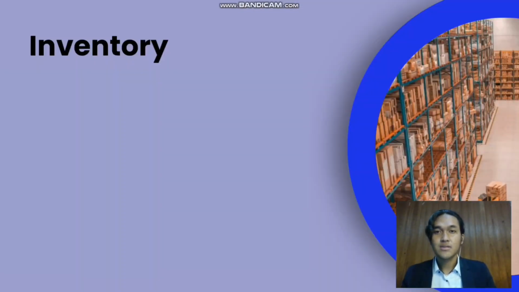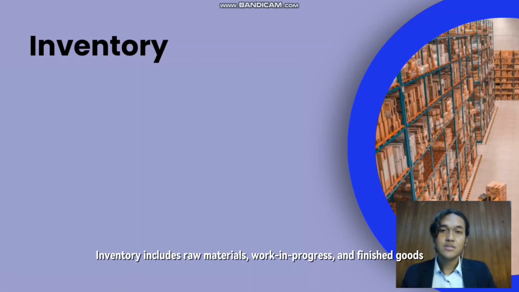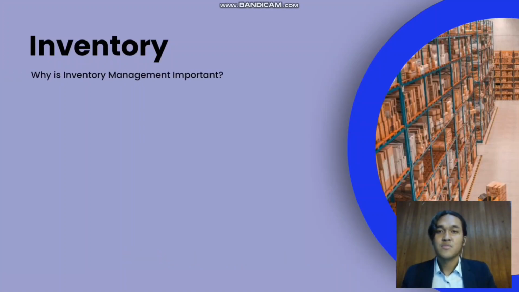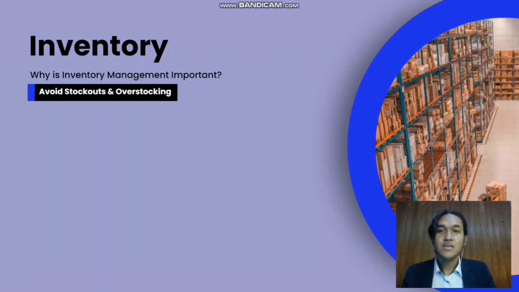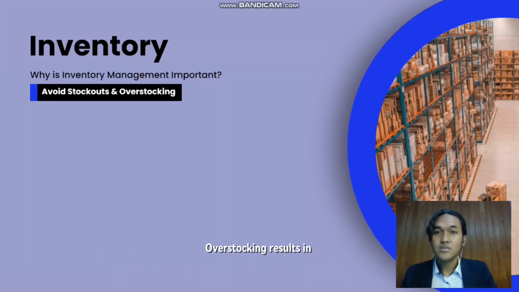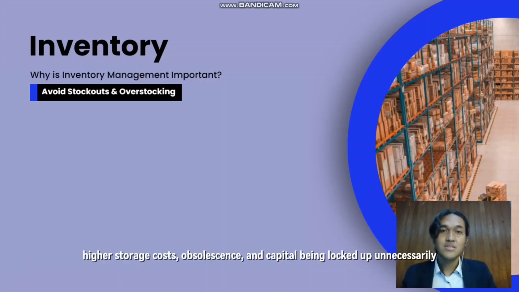Next, inventory. Inventory includes raw materials, work in progress, and finished goods. Efficient inventory management ensures smooth production and customer satisfaction without tying up excessive capital. Why is inventory management important? First, for avoiding stockouts and overstocking. Stockouts can lead to missed sales opportunities, dissatisfied customers, and a loss of market share. Overstocking results in higher storage costs, obsolescence, and capital being locked up unnecessarily.